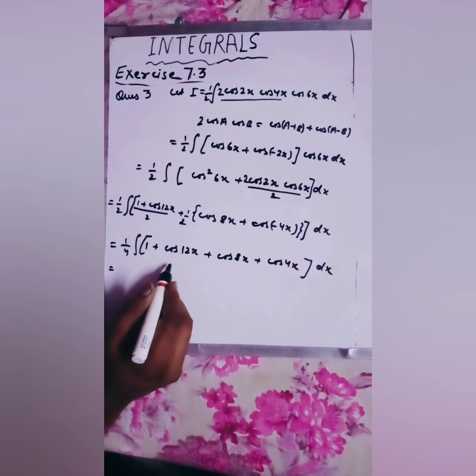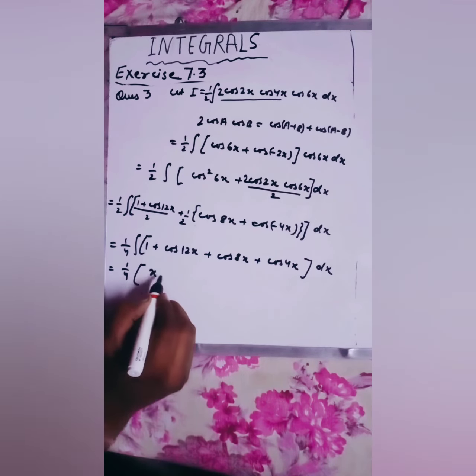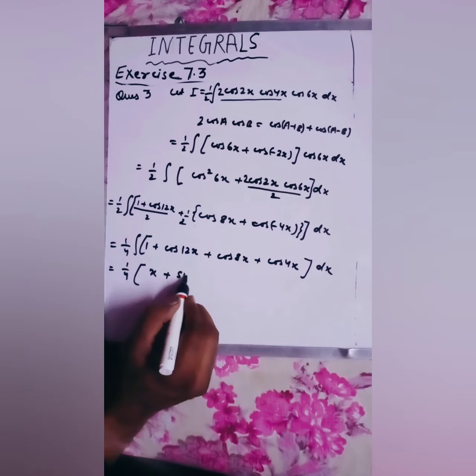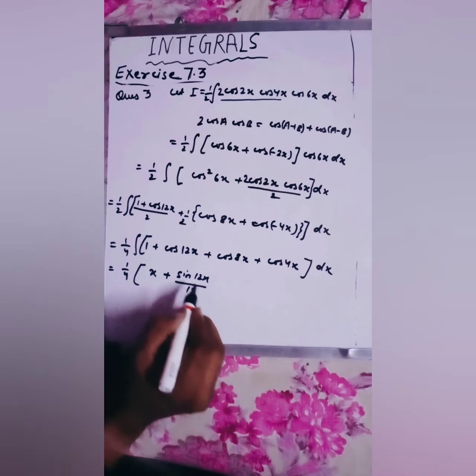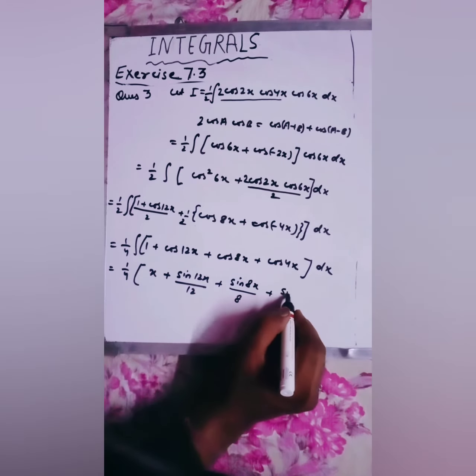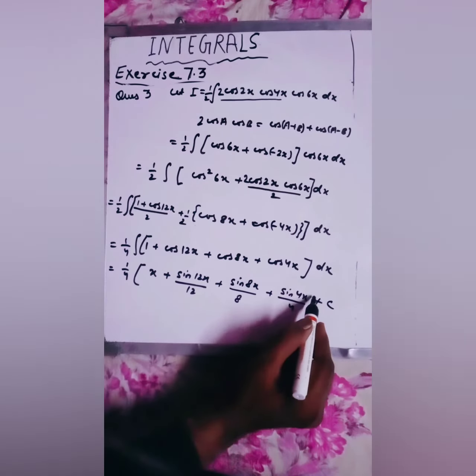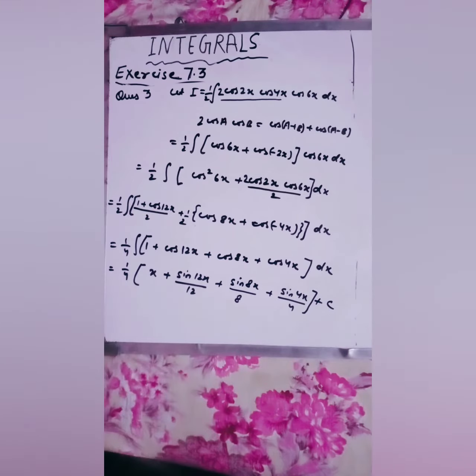So after solving, you will get this one would be x only, this would be sine 12x over 12, you have to divide with the angle also, plus this would be sine 8x upon 8, this would be sine 4x upon 4 plus c. Okay, so this is your final answer of this question. This is how you can solve this question. So this is an important question and a little bit difficult, so practice at least 2-3 times.